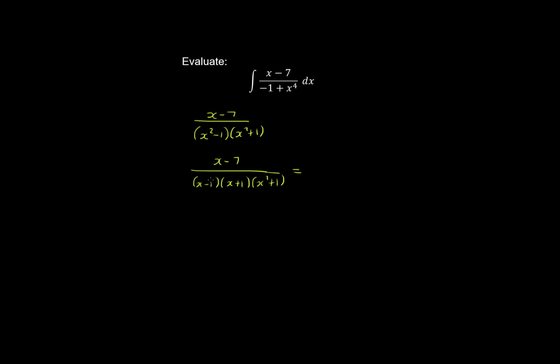And now we can apply partial fractions. So for the linear factors, we have a constant a and a constant b. And for the irreducible quadratic, we have a constant c by x plus another constant d on x squared plus 1. And now you can multiply through by the denominator and use a typical method of partial fractions to obtain these constants. And the integral then becomes a lot easier to evaluate in this form.